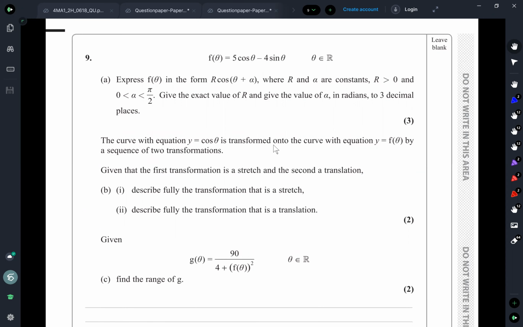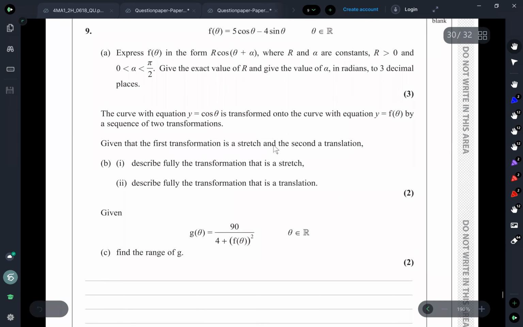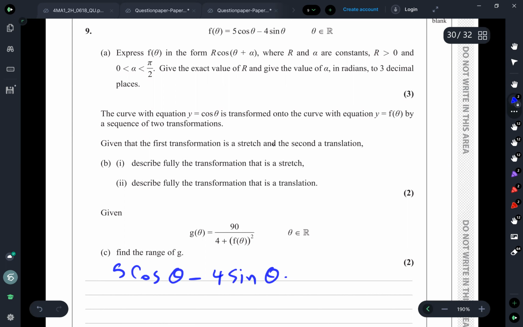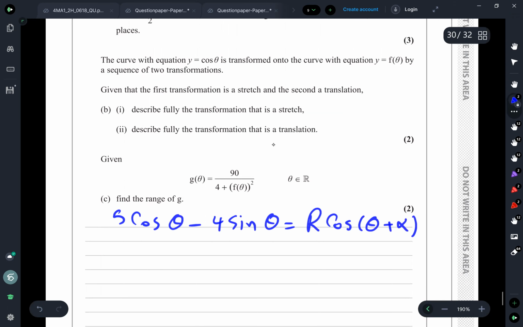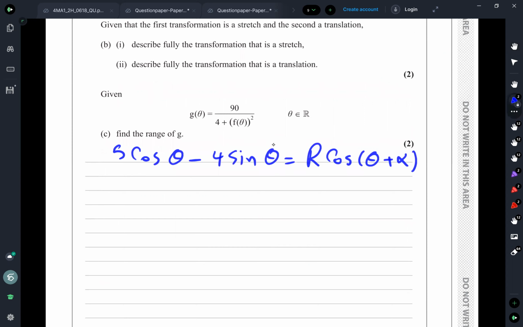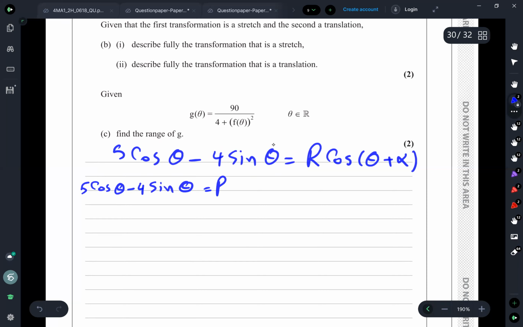Let's start now to write the expression. 5 cosine theta minus 4 sine theta is equal to r cosine theta plus alpha. Expand the left-hand side. 5 cosine theta minus 4 sine theta is equal to r times cosine, minus sine.